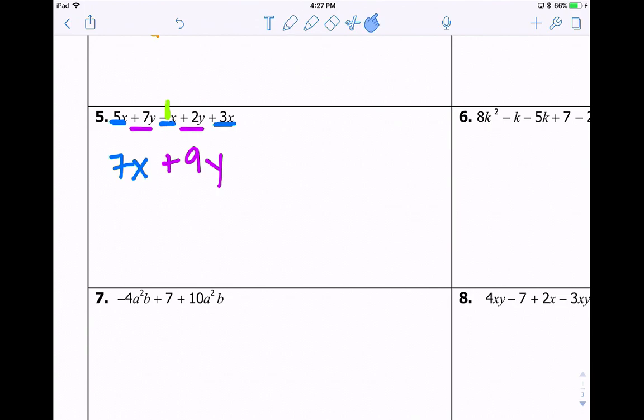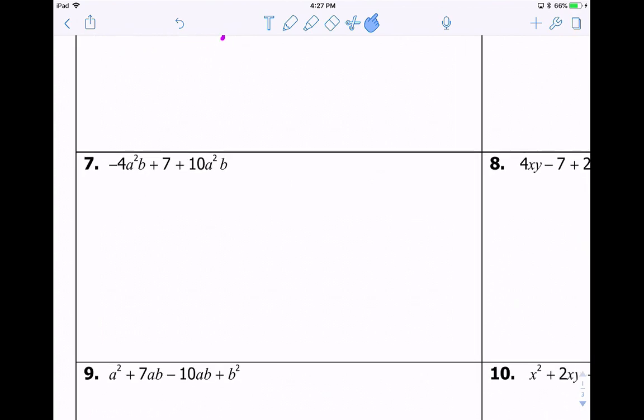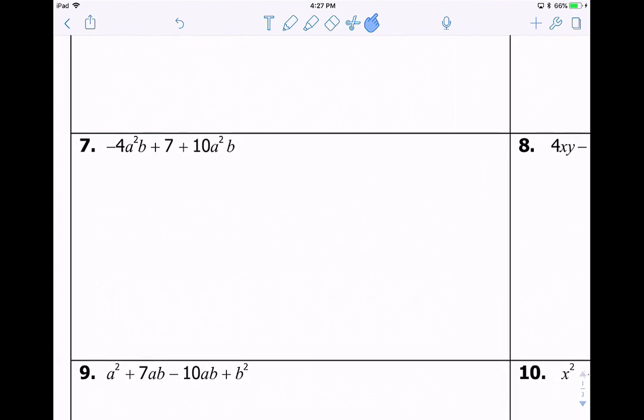All right, next example. We have a couple of variables here, but notice they're all attached. We have negative 4a squared b. That's one term. You should notice that it does have a like term down here at positive 10a squared b. So negative 4a squared b plus 10a squared b. The a squared b makes those like terms. So we're just going to do that math. Negative 4 plus 10 would be positive 6. Again, we leave the variable, so positive 6a squared b.